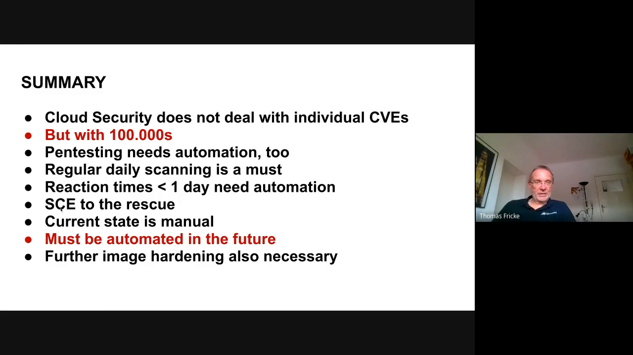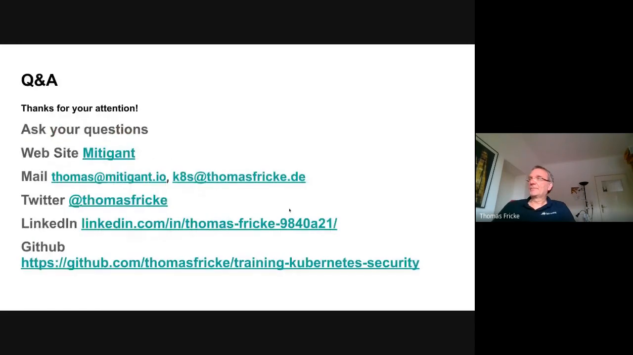Security chaos engineering can help you. At the moment, you do a lot of things manually, so there's a plot with network policies was more or less semi-manual, but it worked. This must be automated in the future. And for the developers, the hard news is image hardening is necessary nevertheless, but we have bought some time before your images get hardened. Okay, now we are close to Q&A.